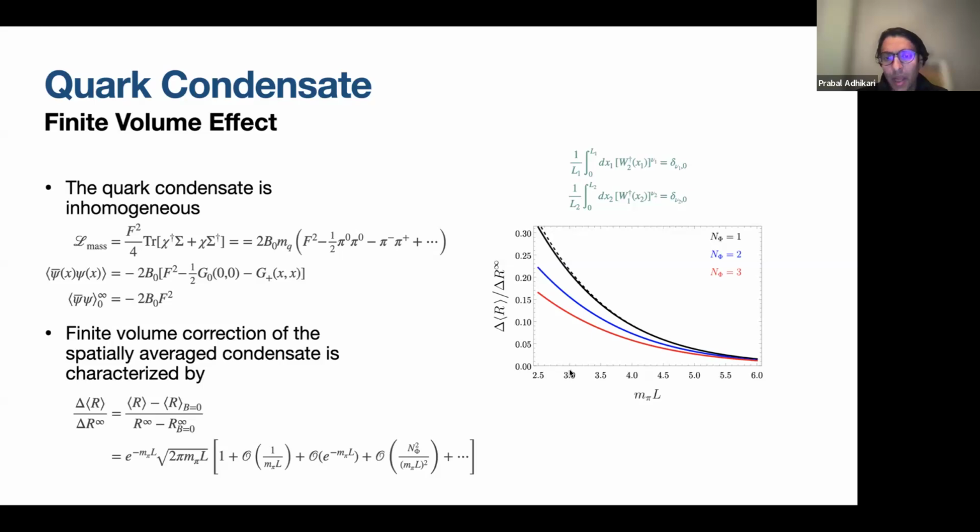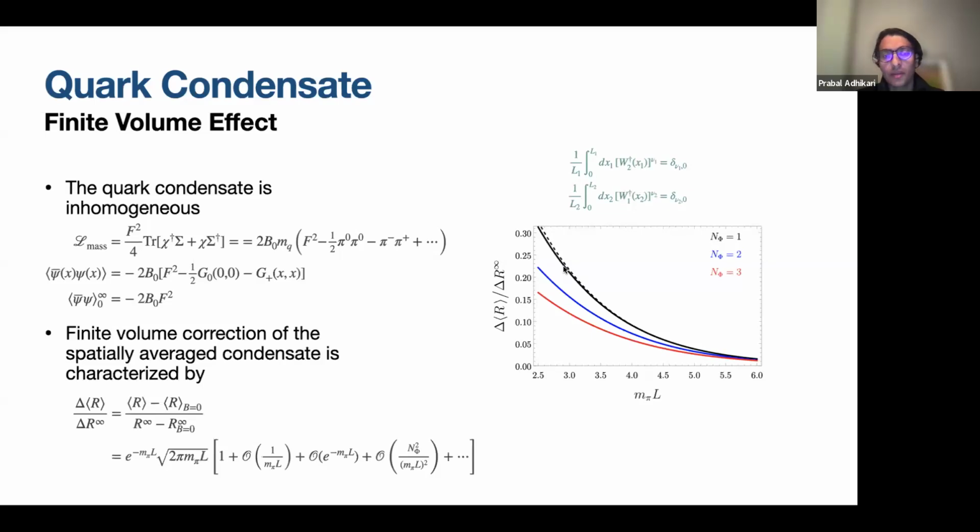So take a look at m pi L equals 3. Okay, so that is a box of size 4.5 Fermi. For the lowest flux quanta, you'll notice that the size of that ratio is slightly bigger than 20%, which is a significant finite volume correction, and the box sizes are not so small.